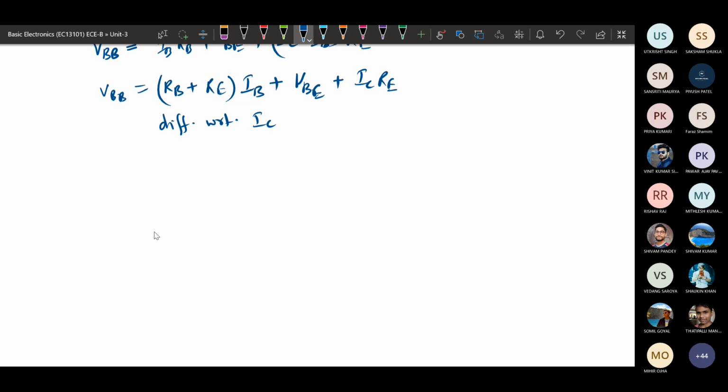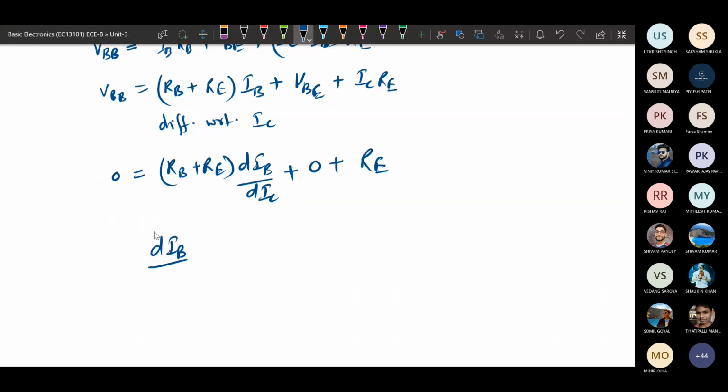So if we differentiate it with respect to IC, it will be 0, and then here RB plus RE del IB by del IC plus 0 plus RE. So from there, del IB by del IC will be given by minus RE divided by RB plus RE. Okay. So this is equation number 3.